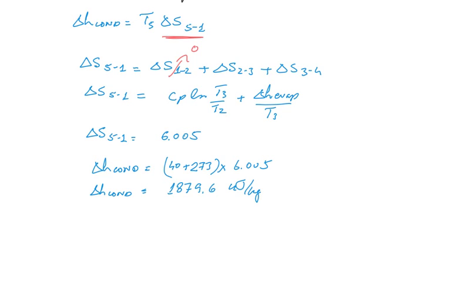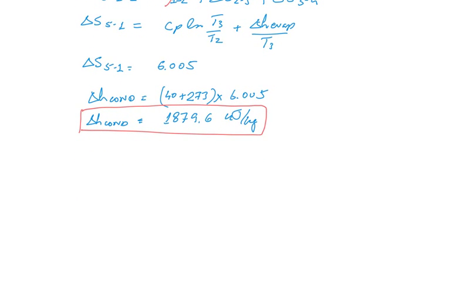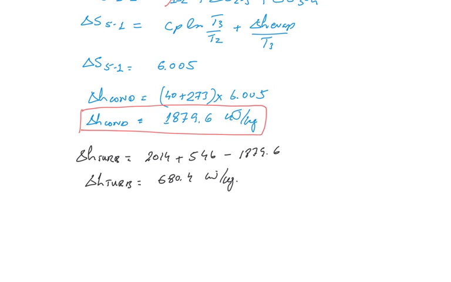Okay, so now we have the delta H of condenser, so we can calculate the delta H of turbine. So the delta H of turbine is delta H evaporator, which is 2014, plus delta H economizer, which is 546, minus delta H condenser, which is 1879.6. So this comes out to be 680.4 kilojoule per kilogram.